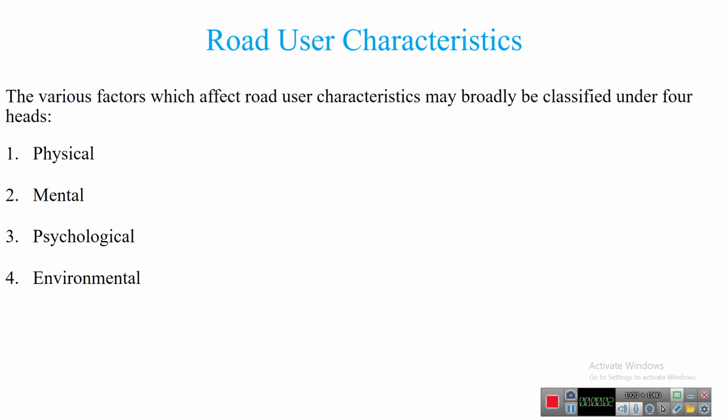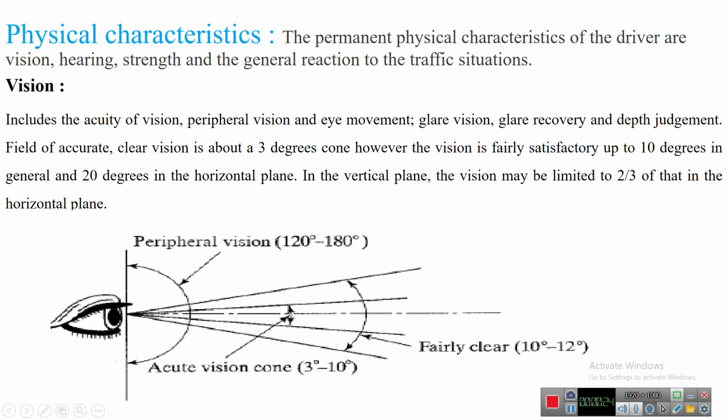Road user characteristics. There are basically four characteristics which will affect the road user or the driver. He may be a driver, pedestrian, cyclist, or biker, whoever it is. The four broad classifications are physical, mental, psychological, and environmental. What are the physical characteristics?